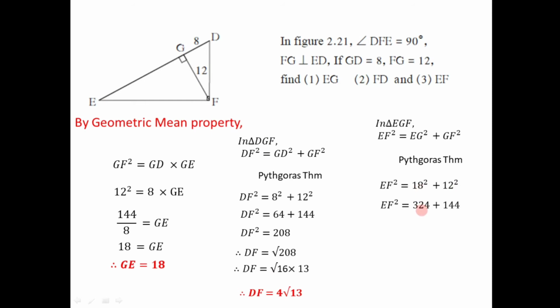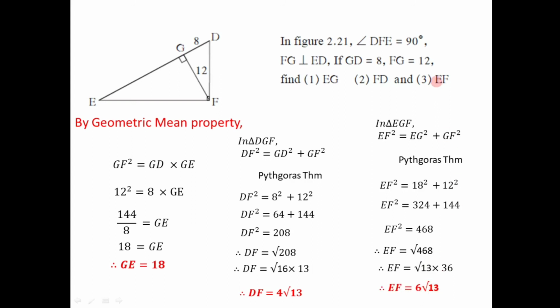18 square is 324 plus 12 square is 144. 324 plus 144 we get 468. That is equal to EF square. We have to find EF, so we take the square root on both sides to get EF is equal to under root 468. Again we can simplify this. 468 can be split into 13 into 36, where 36 is a perfect square of 6. Now if you take 36 outside the square root sign, its square root should be taken, that is EF is equal to 6 root 13.